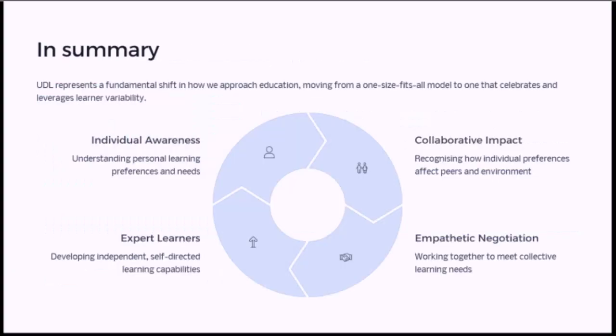So in summary, universal design for learning represents a fundamental shift in how we approach education. It provides a model to allow us to explicitly teach self-regulated learning skills by creating individual awareness of personal learning needs and preferences, identifying how these affect peers and the overall environment, provides opportunities for us to negotiate and work together to identify the collective needs of the class, and also work towards learners becoming self-regulated, independent or expert learners.